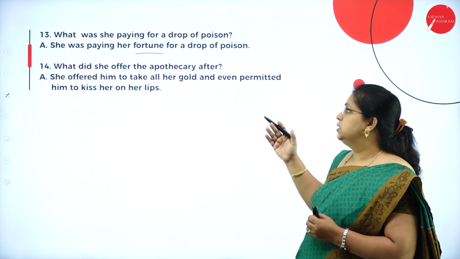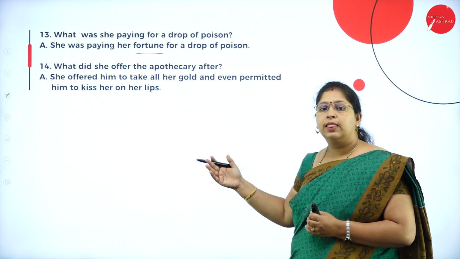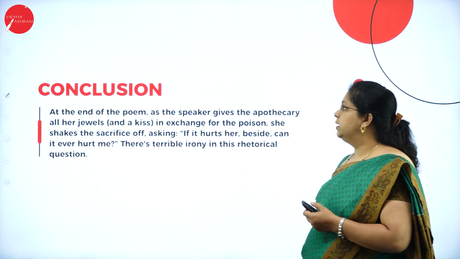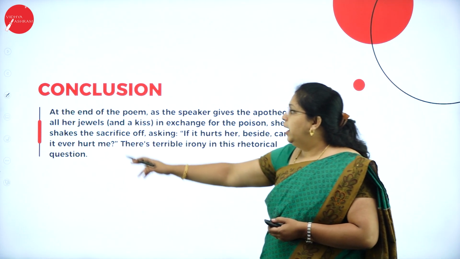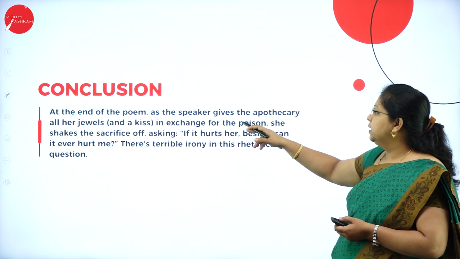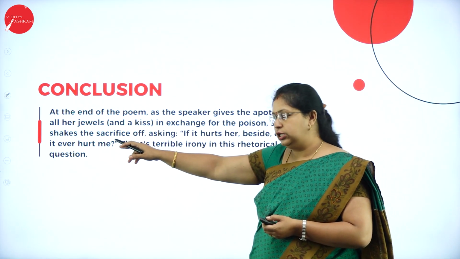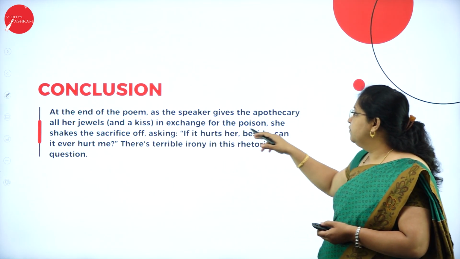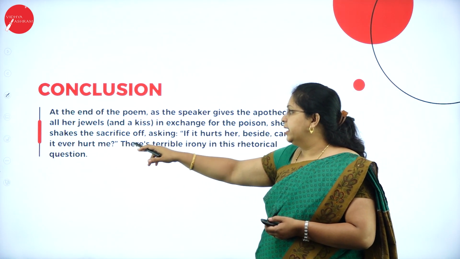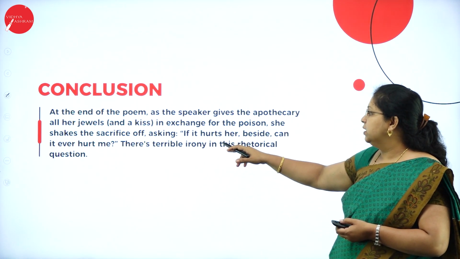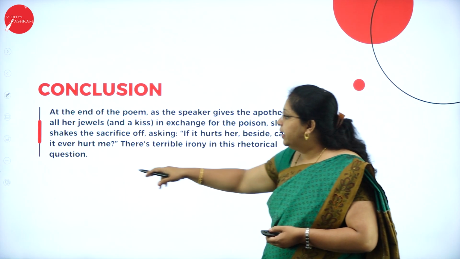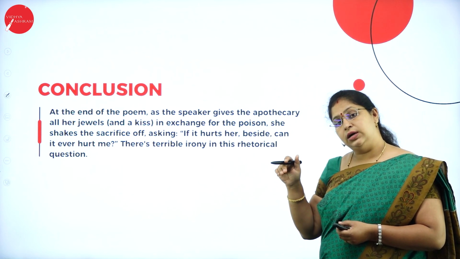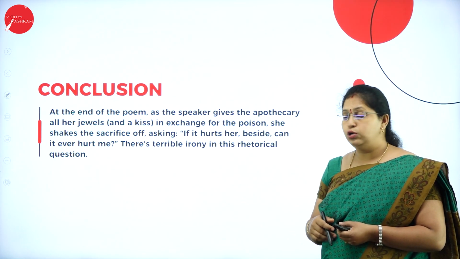Okay, so this is the poem, The Laboratory. We discussed some of the question answers also. Now let us see the conclusion. At the end of the poem, as the speaker gives the apothecary all her jewels and is also ready to kiss, in exchange for the poison, she shakes the sacrifice off, asking if it hurts her, "beside, can it ever hurt me?" So, she is asking if it hurts her, can it hurt me also?